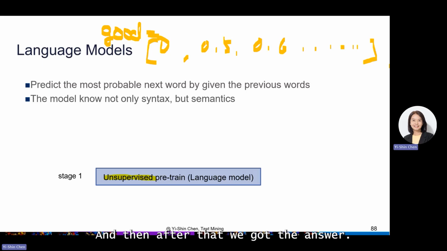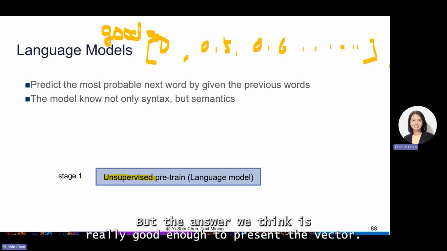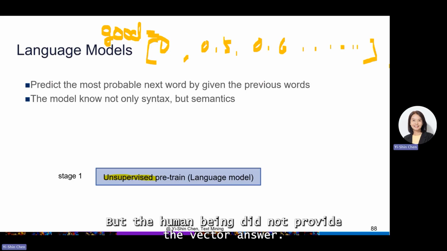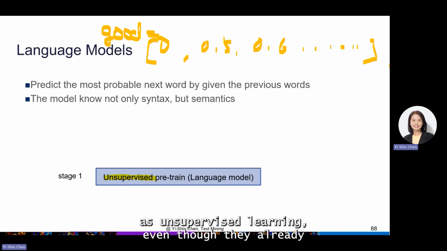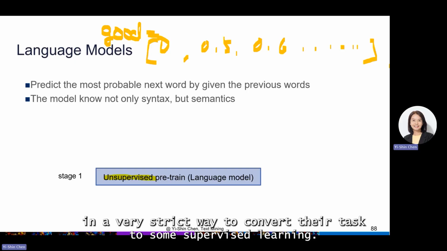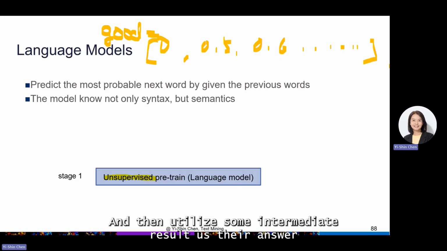After that, we get the answer, and we think the answer is good enough to represent the vector, but the human being did not provide the vector answer. That is why sometimes people still consider them unsupervised learning, even though in a very strict way they convert their task into supervised learning, and then use some intermediate result as their answer.